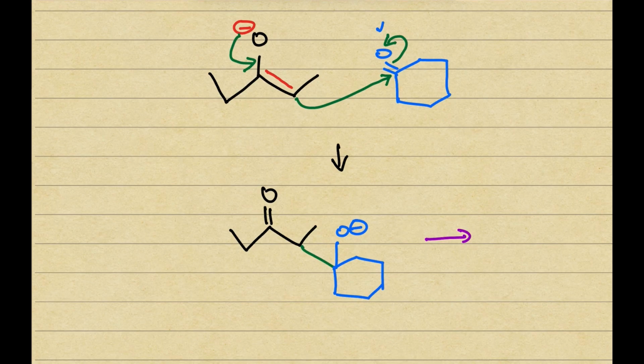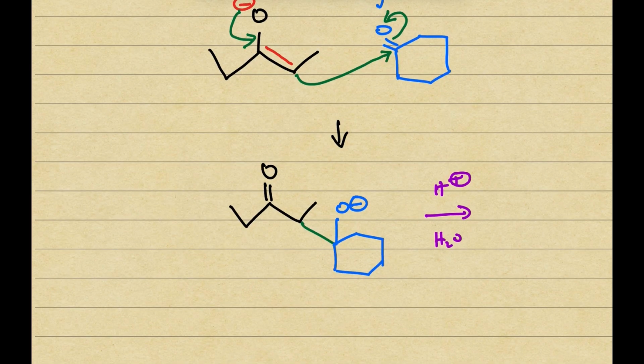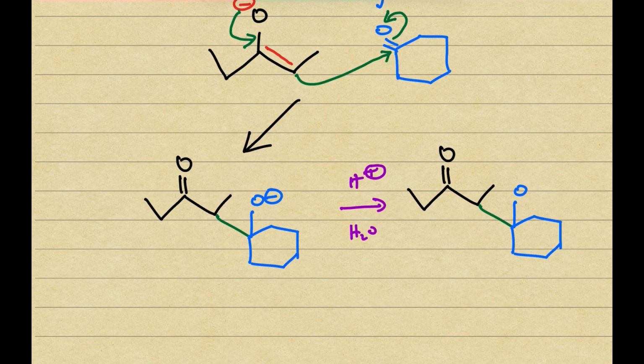And then that can be worked up by addition of a proton, H+, or you could even add water, so either an acid or water, and you end up protonating that. So you end up adding a hydrogen, and that becomes an alcohol.